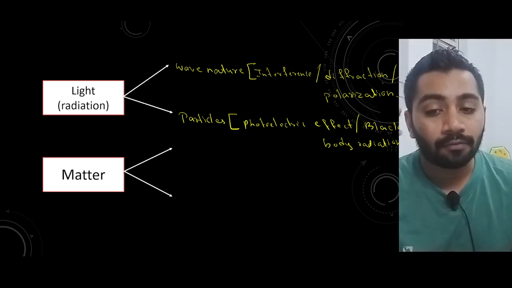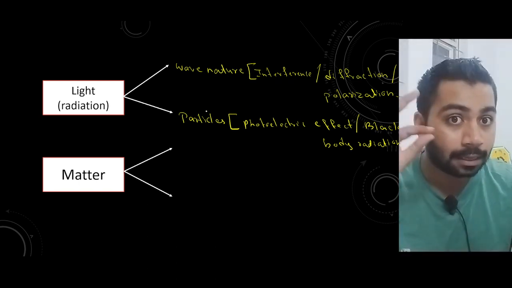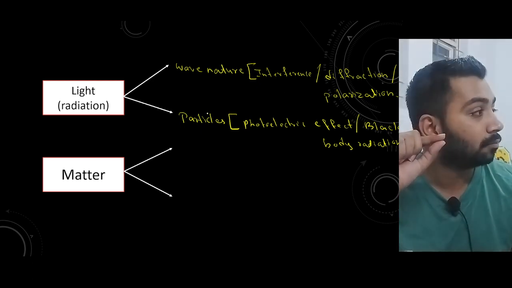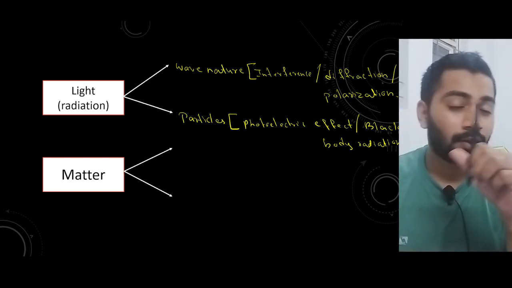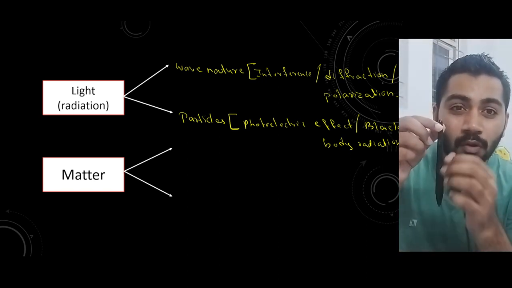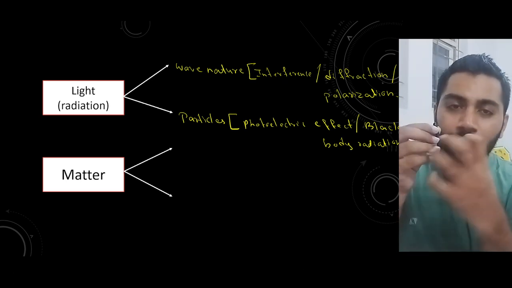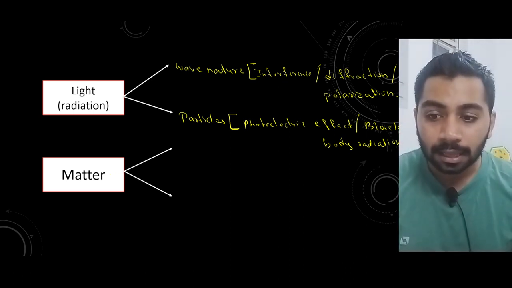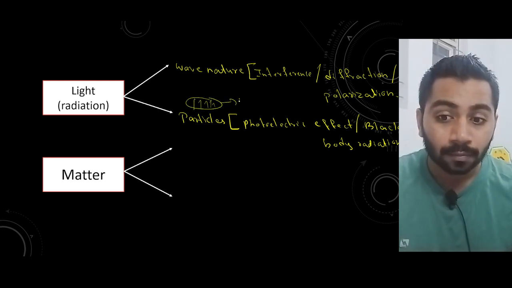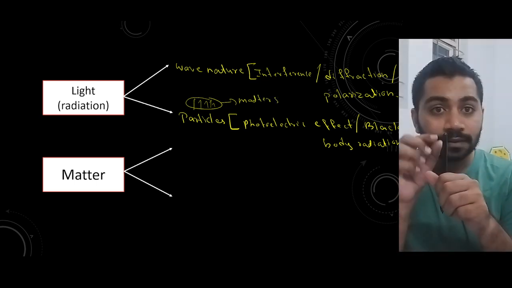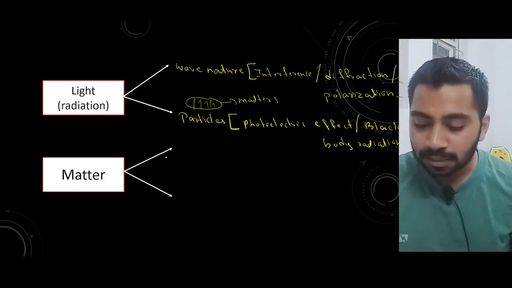Okay, now after that, you know particle means what? Particle means matter. See, for example, this is a pen. This is made up of small particles. All particles together form matter. And matter, we know, is anything which is made up of small particles.